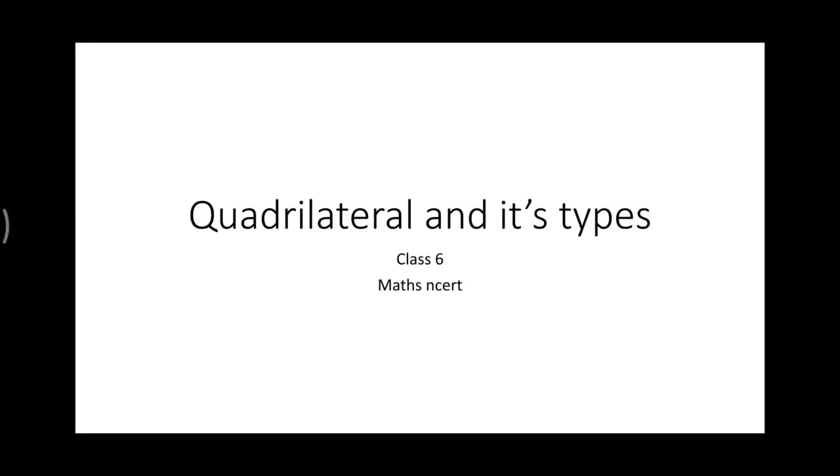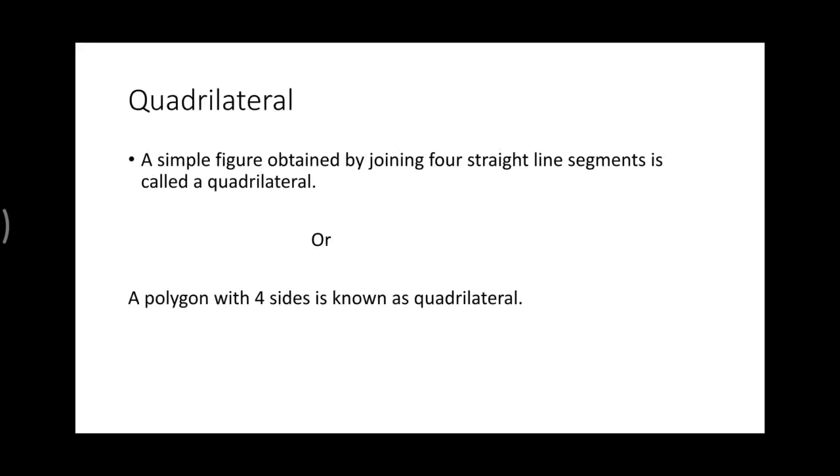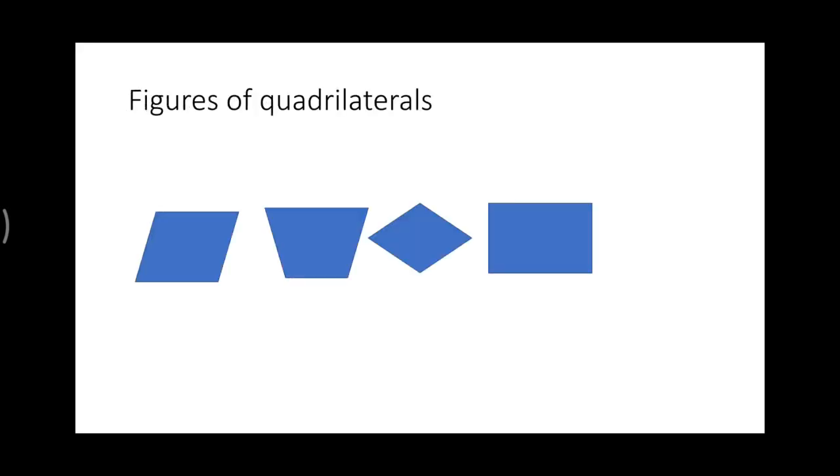Today we are discussing the topic quadrilateral and its types, class 6 maths NCERT. First of all, quadrilateral: a simple figure obtained by joining four straight line segments is called a quadrilateral, or a polygon with four sides is known as a quadrilateral. These are the figures of some quadrilaterals you can see on the screen.